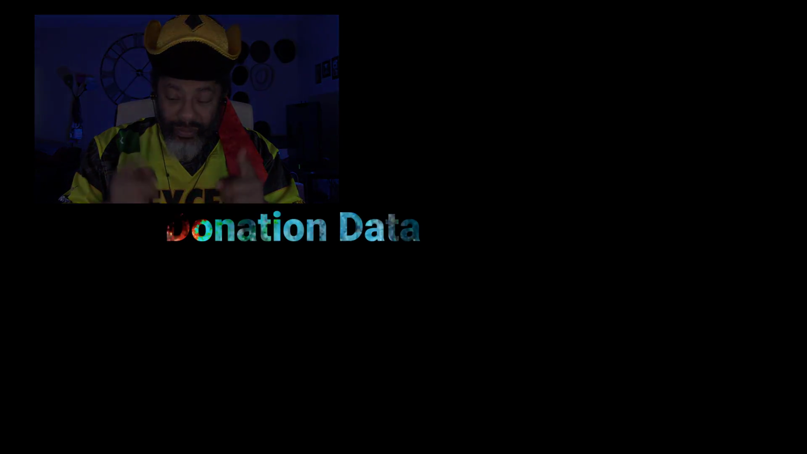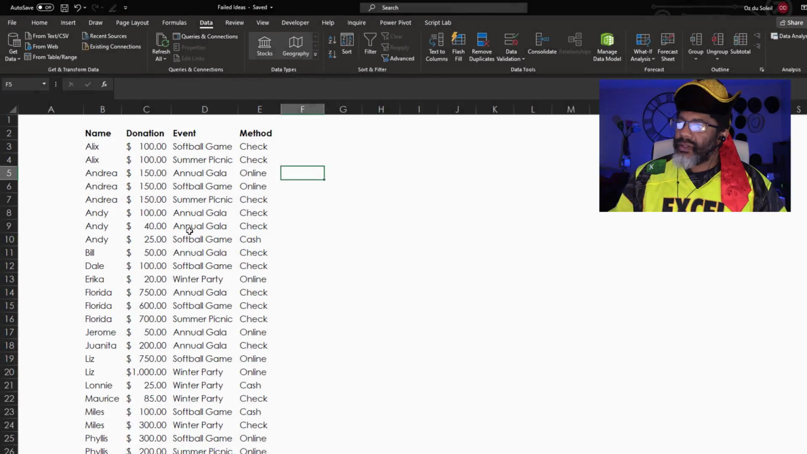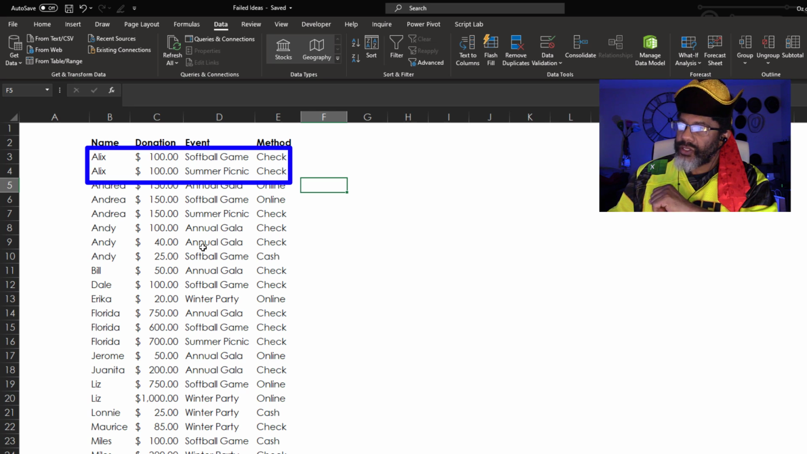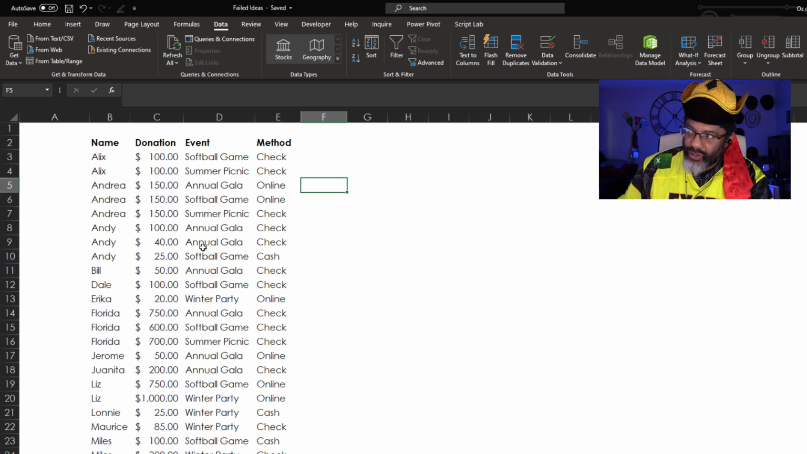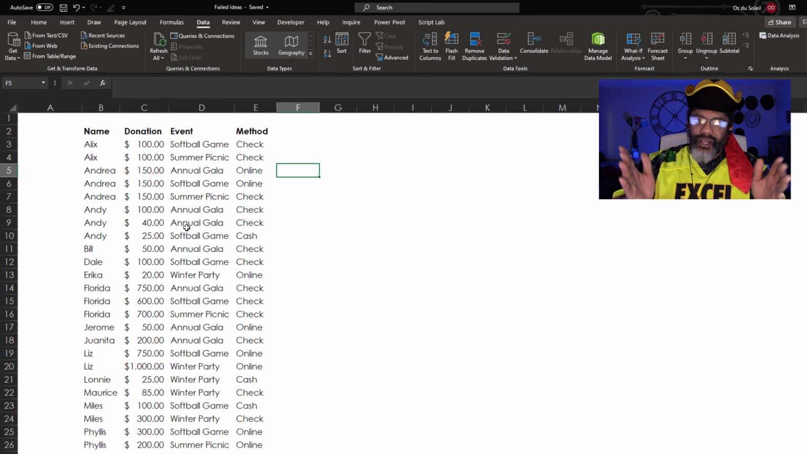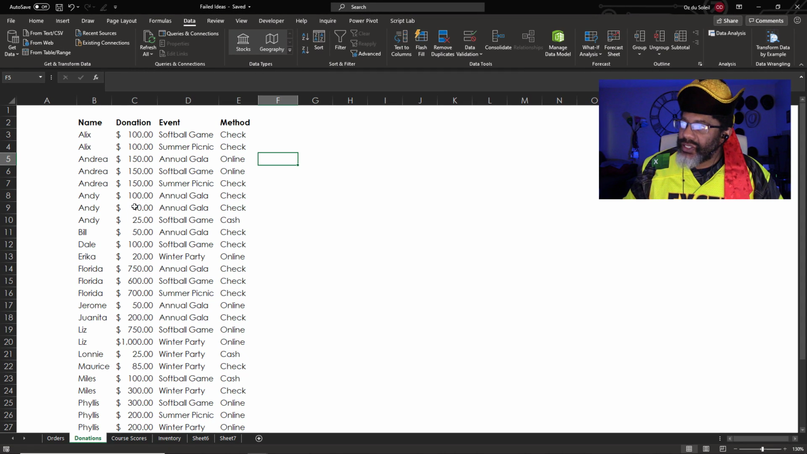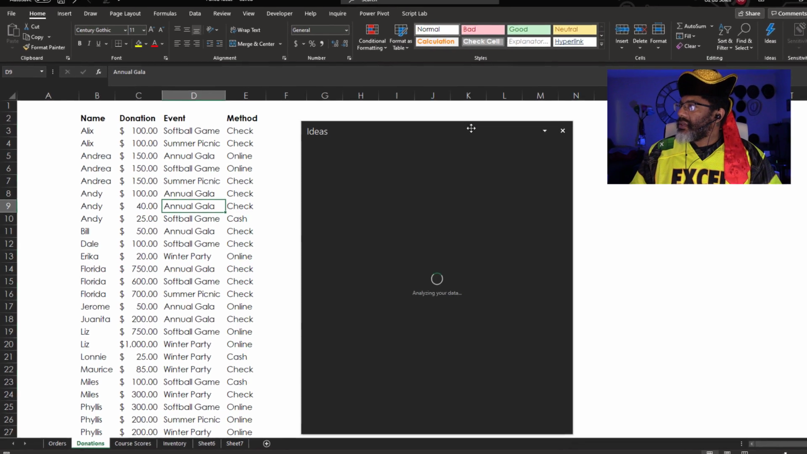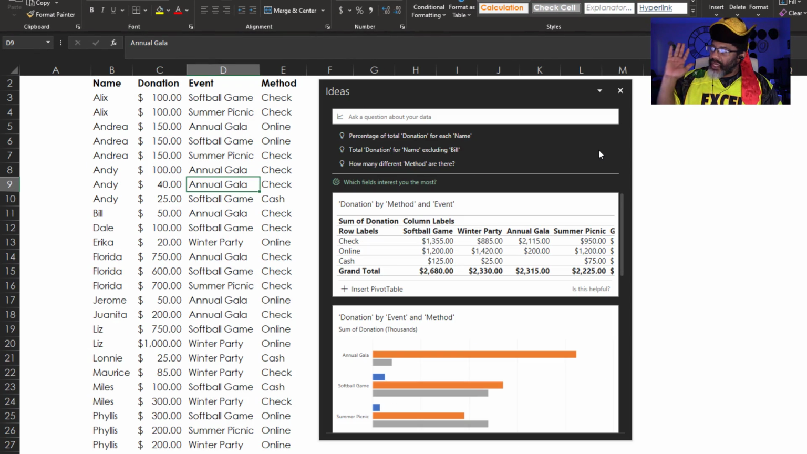Let's play with it. We've got Alex, who has given two $100 checks. One was at the softball game and another was at the summer picnic. Now let's click in the data set and look at Ideas. Go to the Home tab, Ideas. Now it's telling us information about the data, stuff that we might want to know. We've got a sum of the donations by method and event.